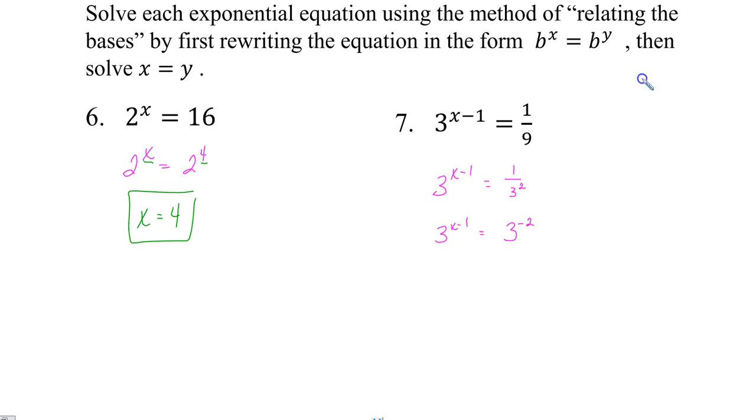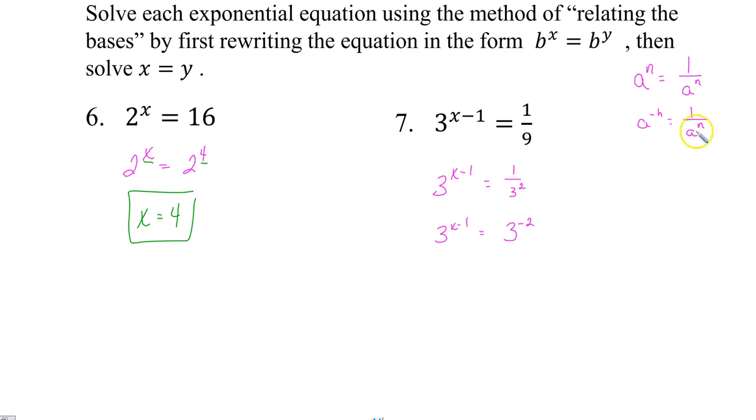Just a real quick reminder, we did this back at the very beginning of the semester. If we have something to a power, we can rewrite this as 1 over that to that same power. If I have something to a negative exponent, I can rewrite this as 1 over that same base to the positive exponent.